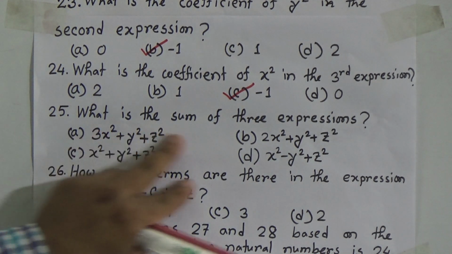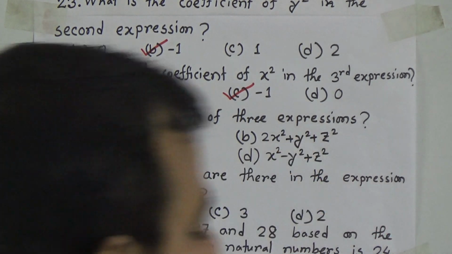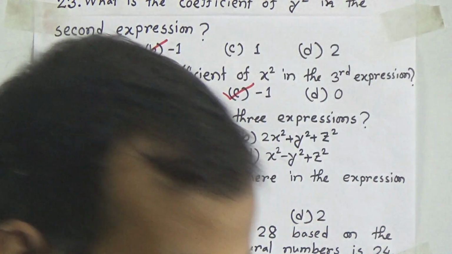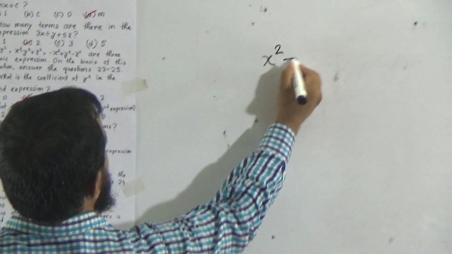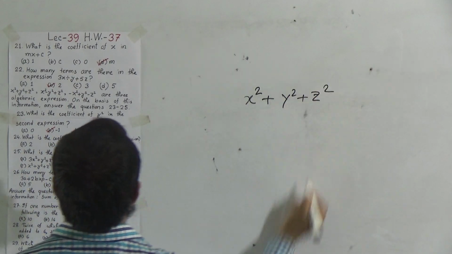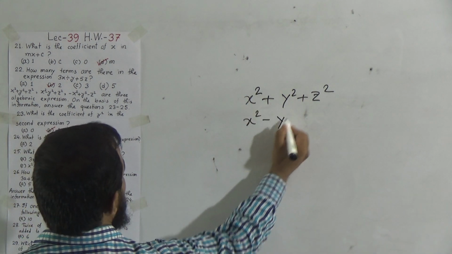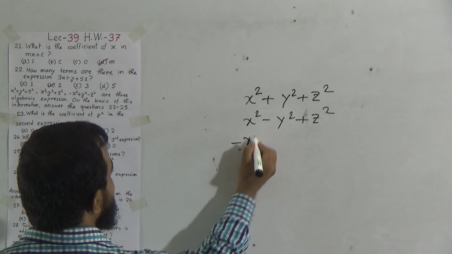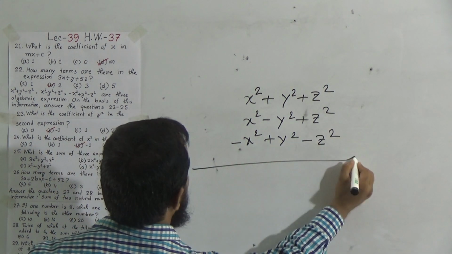25 is: what is the sum of 3 expressions? We have to calculate the sum of these given 3 expressions. Write down the expressions and then add them. The first expression is x square plus y square plus z square. The second expression is x square minus y square plus z square. The third expression is minus x square plus y square minus z square. So, you have to add these 3.